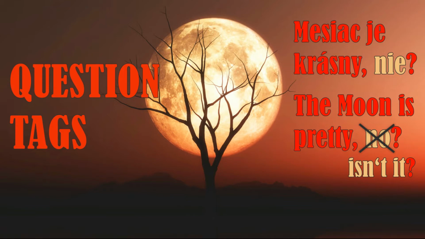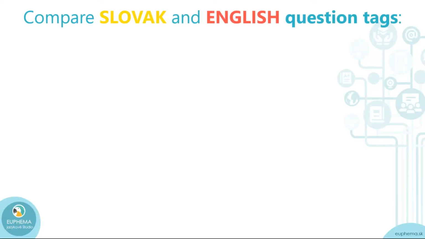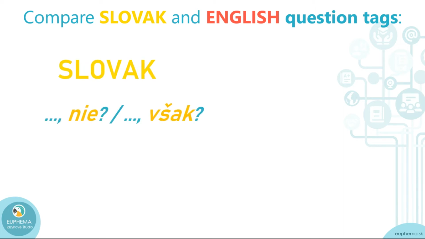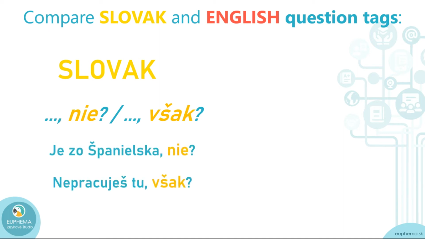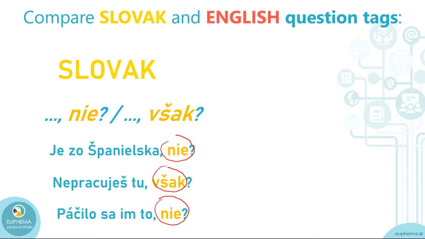Now, I want you to compare the Slovak and the English question tags. In Slovak, we simply use words like "nie," or "však," or "že," or "čo." For example, "je zo Španielska, nie?" Or, "nepracuješ tu však?" "Páčilo sa im to, nie?" So you can see that nothing changes, just these simple words at the end of sentences, right?